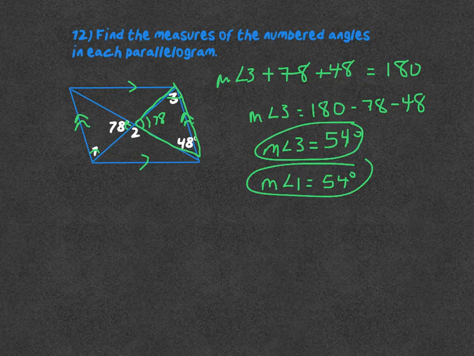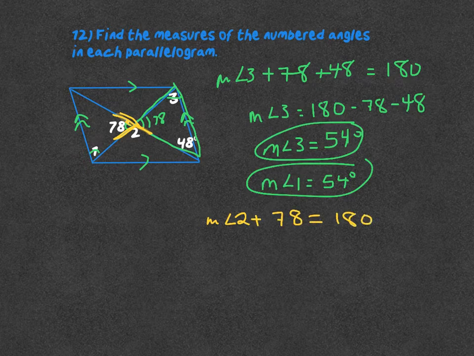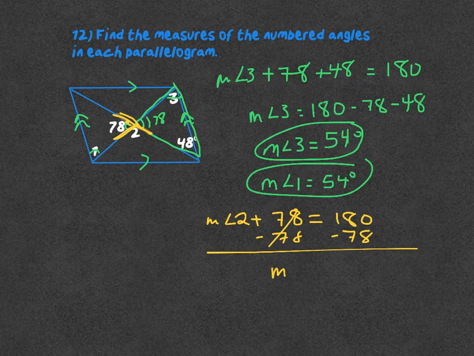Now I just need to find the measure of angle 2, which we can find using supplementary angles right here. So measure of angle 2 plus 78 is equal to 180 because they are supplementary. So subtract the 78, and the measure of angle 2 equals 102.